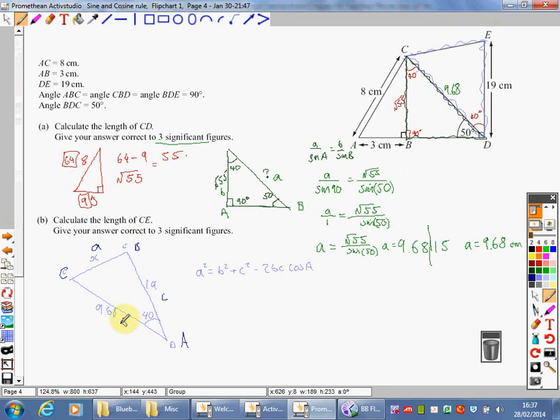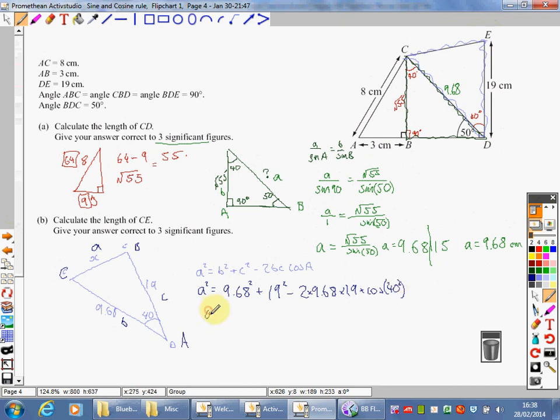Okay, now put the formula in here. So A squared is going to be equal to B squared. Well, B squared is 9.68 squared plus C squared, 19 squared, minus 2 times 9.68 times 19 times cos of A, which is 40. Again, it's just a case of tapping it in the calculator. Do it quickly, sorry it's a bit boring for you. 9.68 squared plus 19 squared minus 2 times 9.68 times 19 times the cos of 40 all comes to 172.